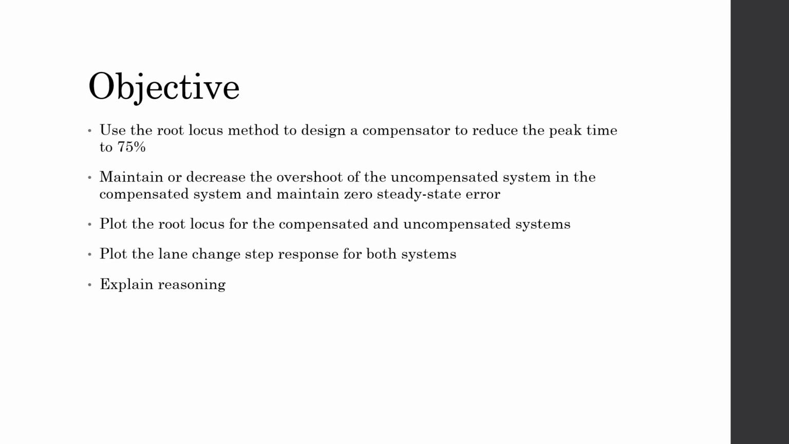So for the objective here, we want to use the root locus method to design a compensator or controller to reduce the peak time to 75%. We want to maintain or decrease the overshoot of the uncompensated system in the compensated system and maintain a zero steady state error. We will also be plotting the root locus for the compensated and the uncompensated systems, along with the lane change step response for both the systems, and we will explain the reasoning.